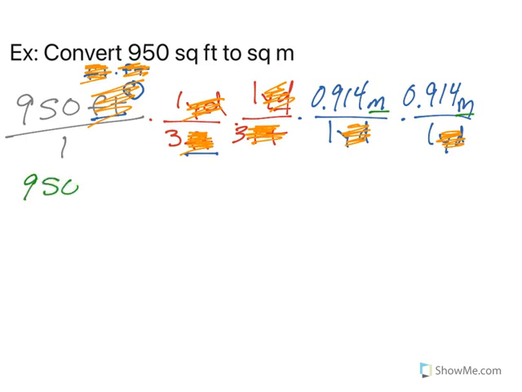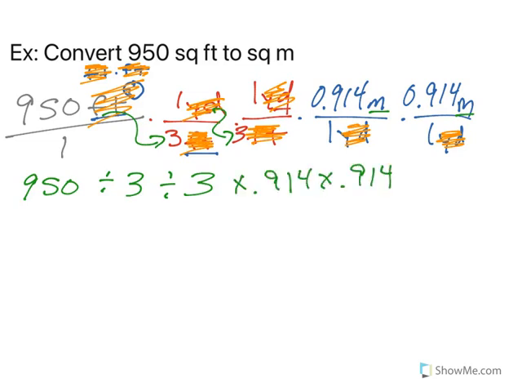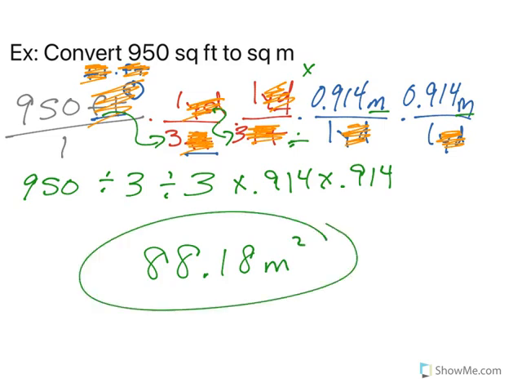So my math is 950 divided by 3 times 0.914 times 0.914, right? We multiply in the top, we divide in the bottom. And that'll give us an answer of approximately 88.18 square meters. Let's do an easier one.